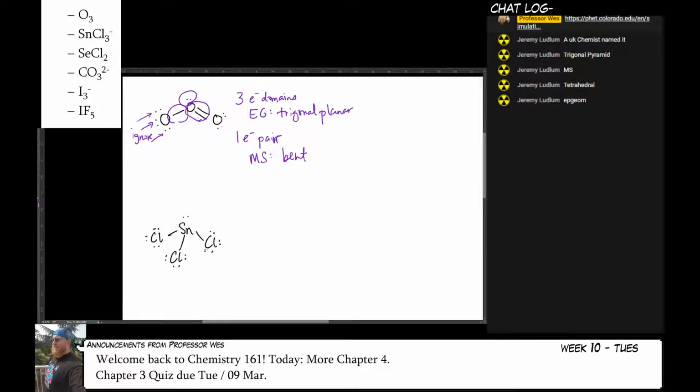So here's SnCl3. How many electron groups are around the central atom? 1, 2, 3, 4. So that means this is tetrahedral. Of those 4, 1 of them is an electron pair. So the molecular shape will be trigonal pyramidal.